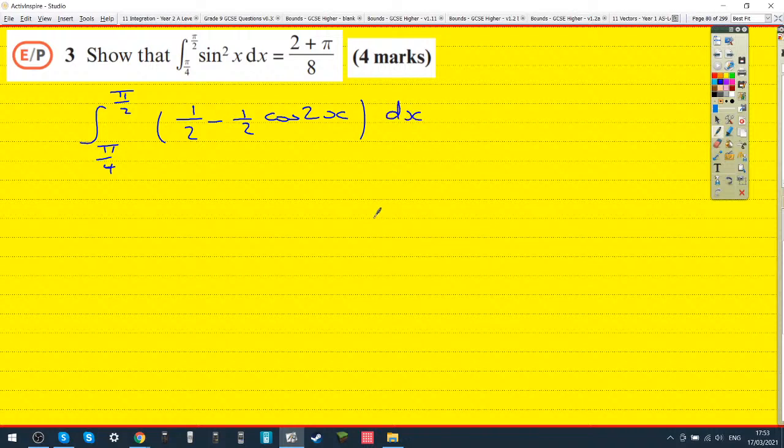Is it worth doing, or you think you get it? Probably worth doing it. Right, go on. So a half x and then minus a half sine 2x times a half. Mm-hmm. Go on.